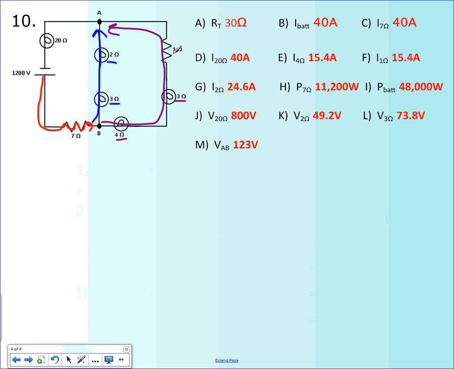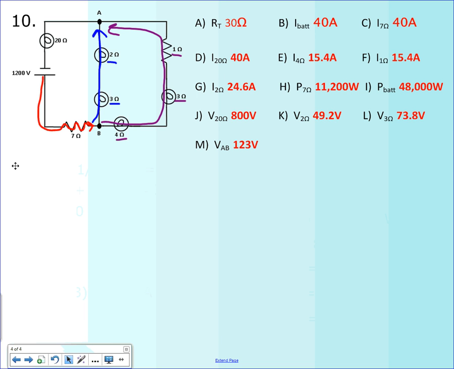Because these are in series together, you're going to add those together. So 4 plus 3 plus 1 gives you 8. So the purple pathway acts like an 8 ohm resistor. The blue pathway, the 3 and the 2 are together, so that acts as a 5 ohm resistor. And so we have a parallel pathway of a 5 ohm resistor and a parallel pathway with an 8 ohm resistor.